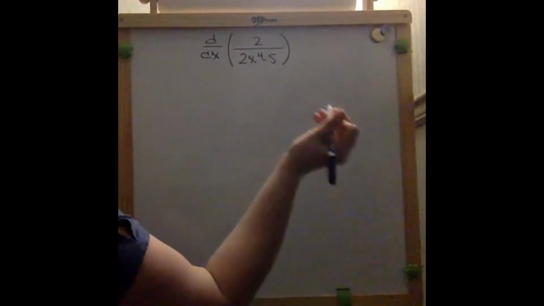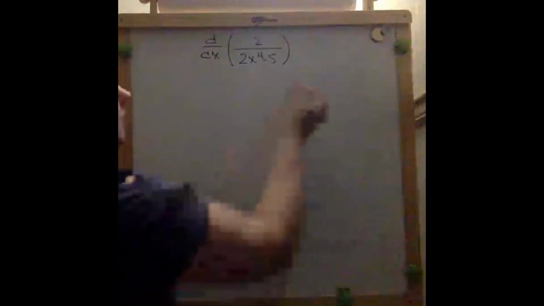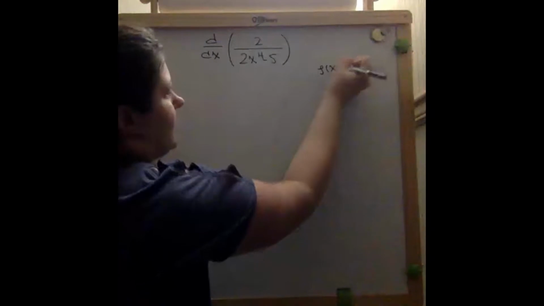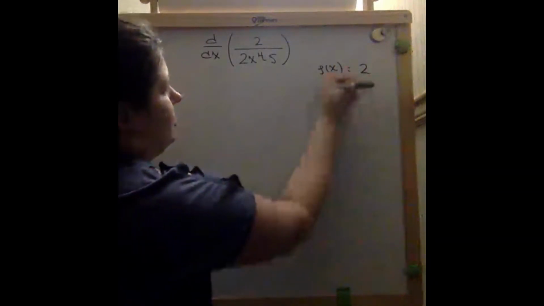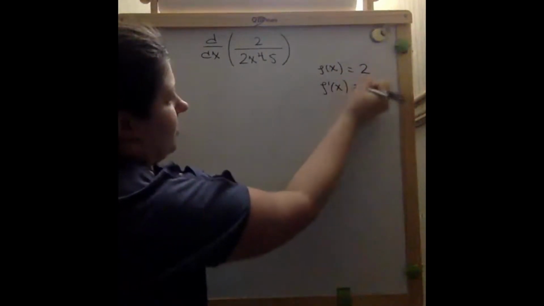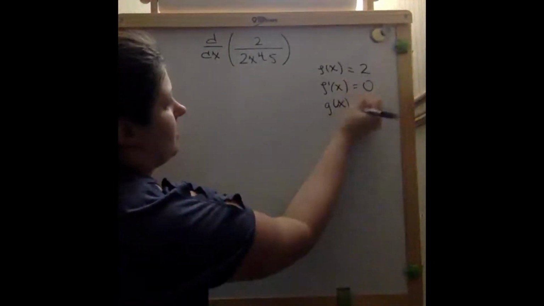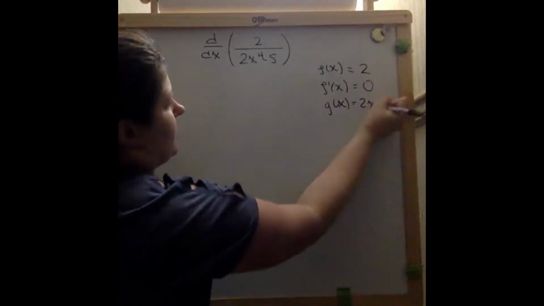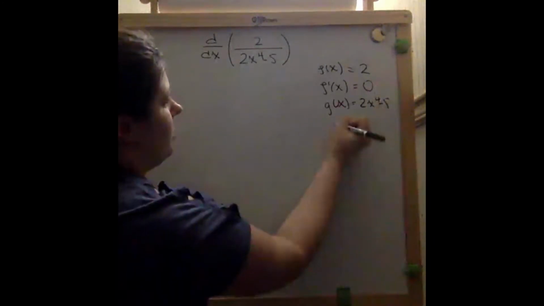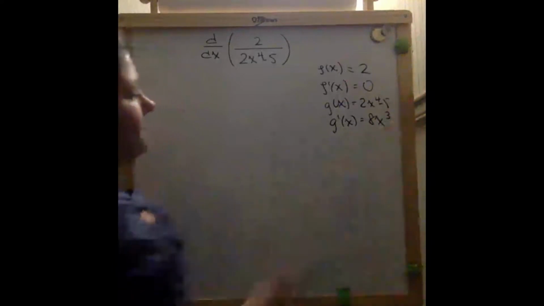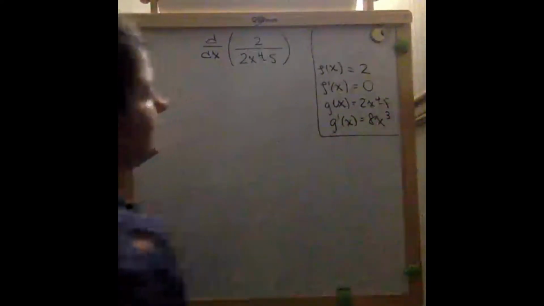So what might be a good habit for you is listing out all the pieces on the side. So f of x is 2. That means its derivative is going to be 0. G of x is 2x to the 4th minus 5, which means its derivative is 8x cubed. Just have that on the side.